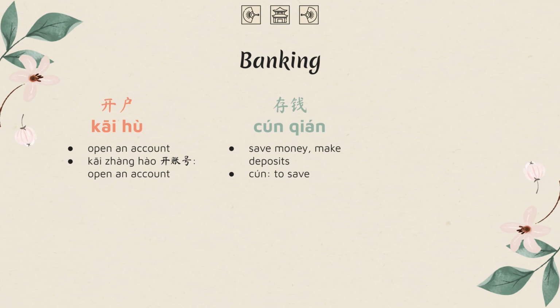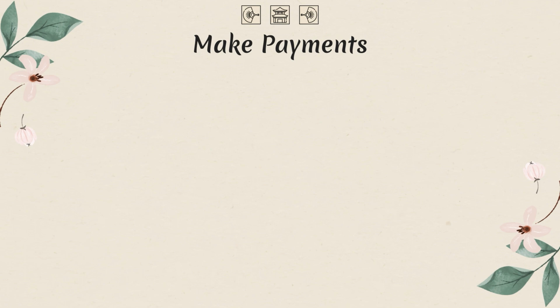The opposite of that is to take out money, to withdraw money. 取钱. 取 means to obtain, to get. 取钱. For example, 你要取多少钱? How much money do you want to withdraw? Another example would be 我要存很多钱. So we're modifying 钱 here. 很多 means a lot of. So I want to save a lot of money. 我要存很多钱.